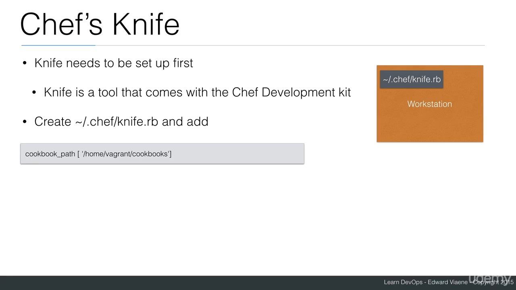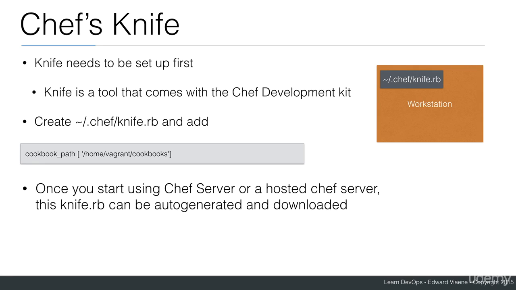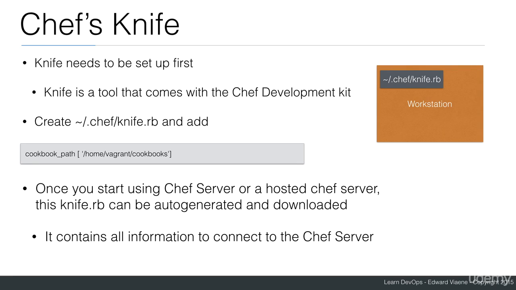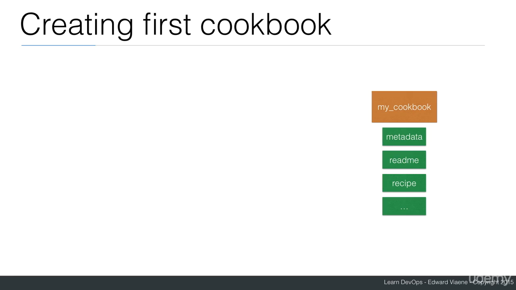We are only doing this because we're not using the Chef server yet. We're going to use this tool in standalone mode. Once you start using Chef server or a hosted Chef, this knife.rb can be auto-generated and downloaded. It will contain all information to connect to the Chef server.